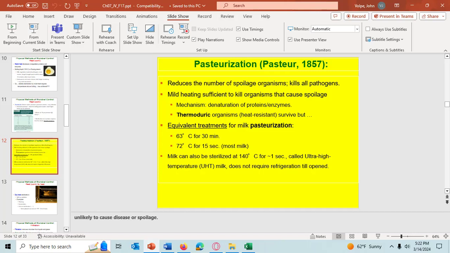You can also sterilize milk by heating it to 140 degrees Celsius for about 1 second. This is called ultra high temperature, or UHT milk. This milk does not require refrigeration because it does not have microbes in it. It is sterilized. It is not pasteurized. It is ultra high temperature sterilized. Any question about any of that?